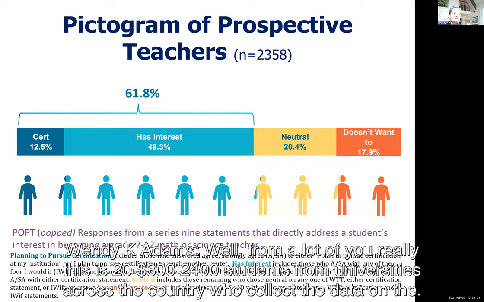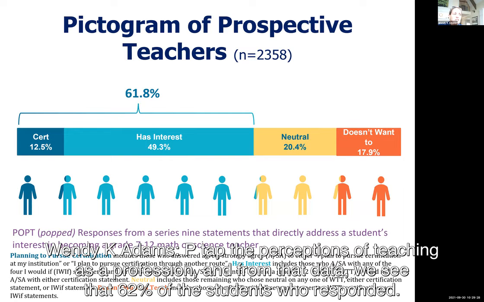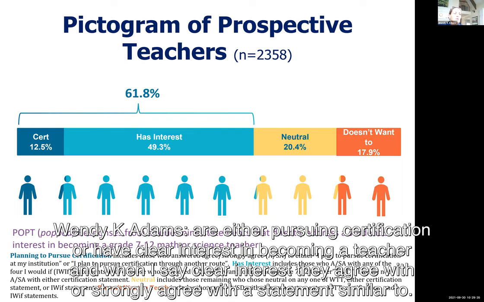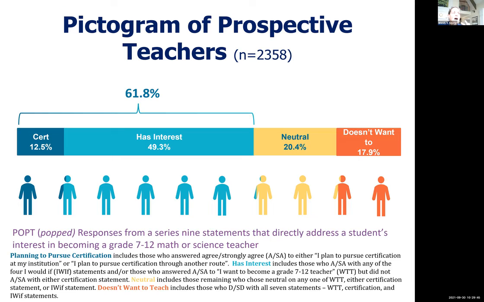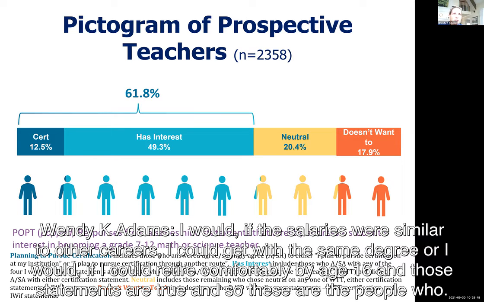This is 2,300, almost 2,400 students from universities across the country who collected data on the PTAP, the Perceptions of Teaching as a Profession. And from that data, we see that 62% of the students who responded are either pursuing certification or have clear interest in becoming a teacher. And when I say clear interest, they agree with or strongly agree with a statement similar to, I would if the salaries were similar to other careers I could get with the same degree, or I would if I could retire comfortably by age 60. And those statements are true.